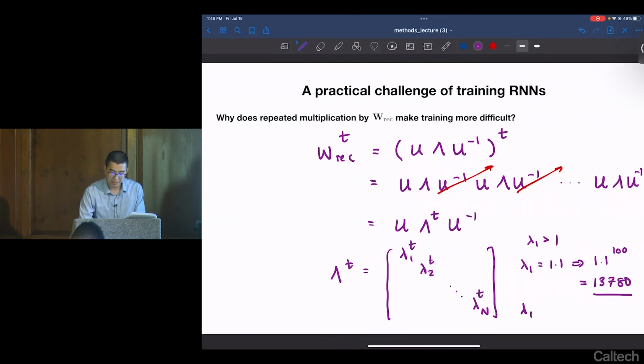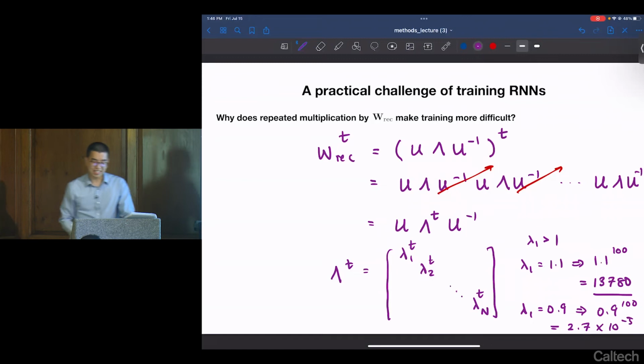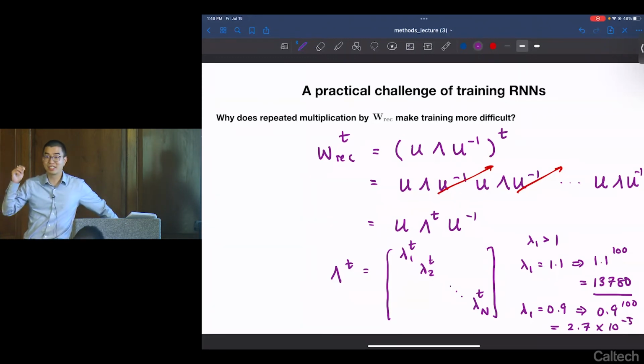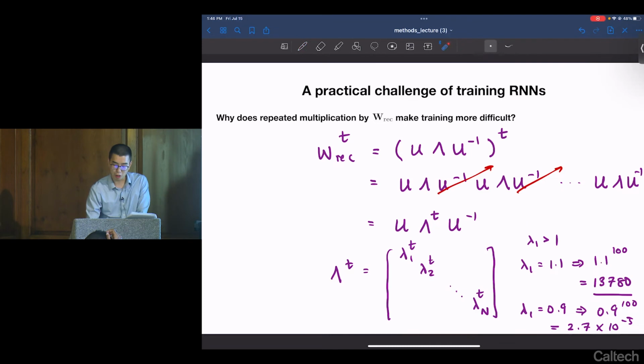If lambda is small, lower than 1, like 0.9, 0.9 raised to the 100th is going to give you 2.7 times 10 to the minus 5. And so if your eigenvalues are less than 1, then your gradients vanish. And if you have no gradient, you're not going to change your parameters at all. So both of these cases lead to no learning.